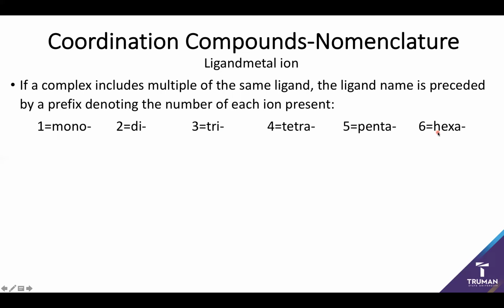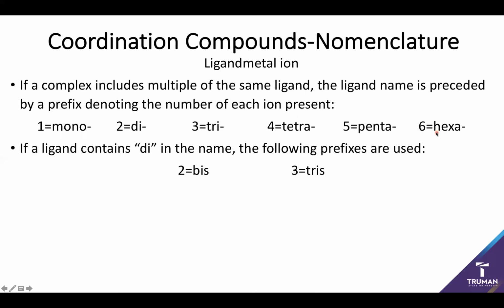However, one of the things we have to watch out for is if the ligand already has di in its name. So for example, think about ethylene diamine. It would be weird to say I've got 2 ethylene diamines, as in diethylene diamine. That's just confusing. So if the ligand already contains di in its name, we're going to use bis and tris as prefixes. So it would become bis-ethylene diamine and tris-ethylene diamine. So one of those things to watch out for.